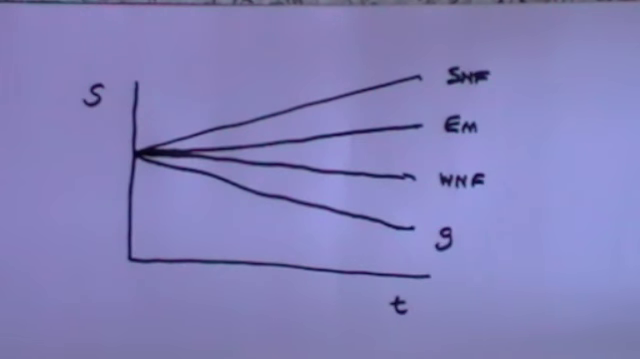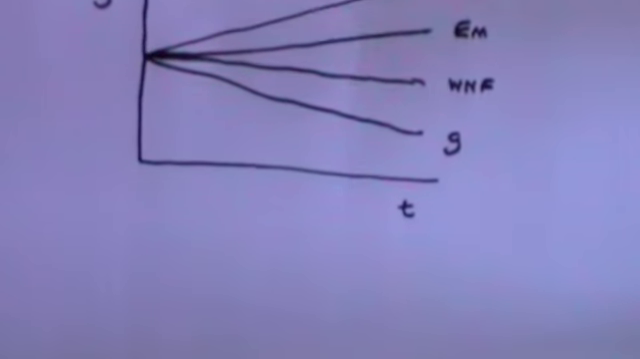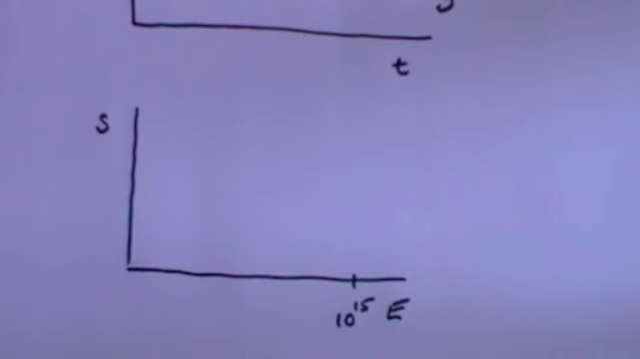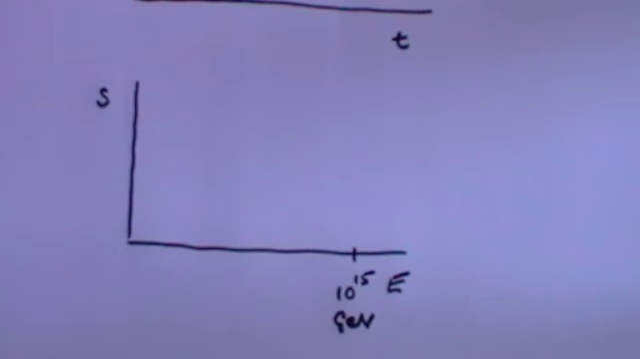Now that is not quite right. What you normally do is to plot not strength against time, but strength against energy. So at the time of the Big Bang, there would be a massive energy. We calculated something of the order of 10 to the 15 GeV. Actually, I think we calculated 10 to the 17, but the usually assumed number is about 10 to the 15.